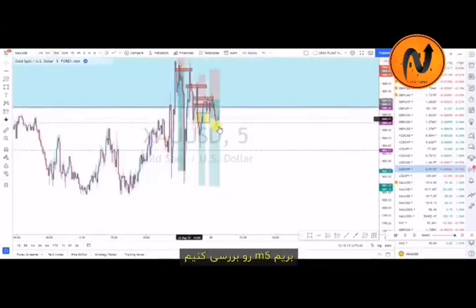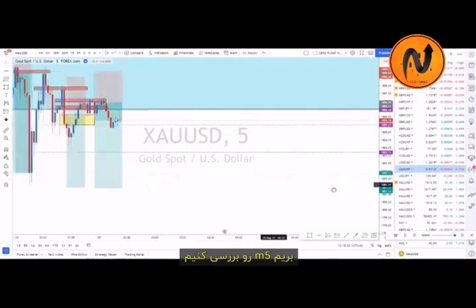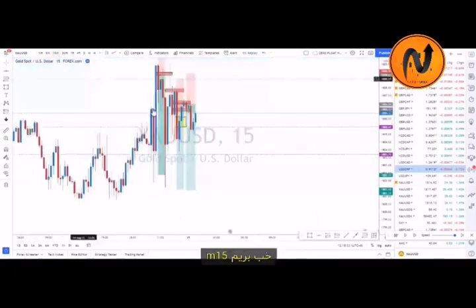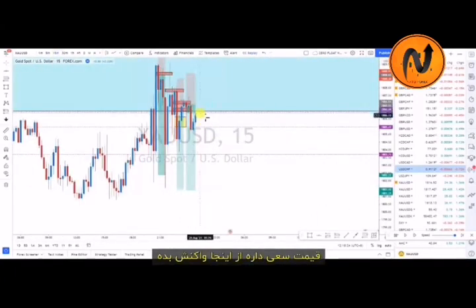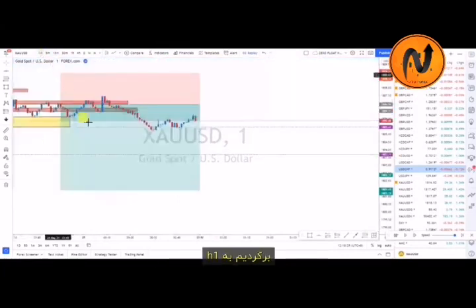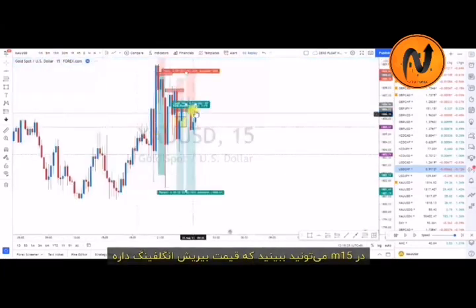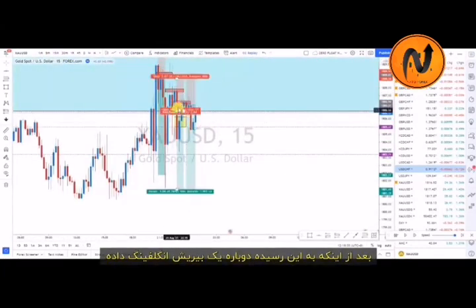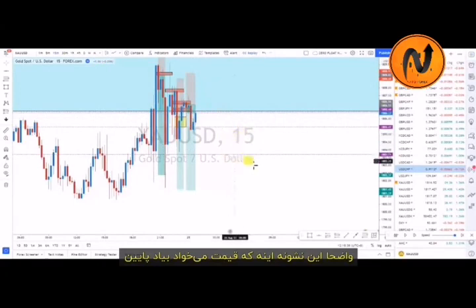Let's check in the M5. Okay, M15. Okay, price is trying to react from here. So let's go back to the H1. Oh, M15, you can see that the price has made another bearish engulfing. After price touched this bearish engulfing, it made another bearish engulfing. So okay, very clearly this indicates that the price is going to go down. Okay, guys, strong one. Price is going to go down.